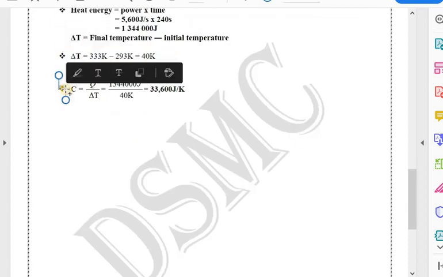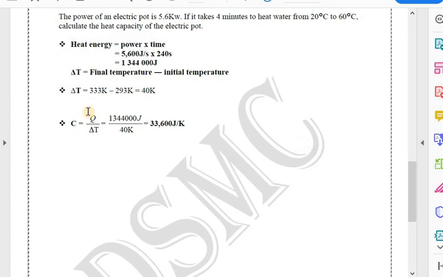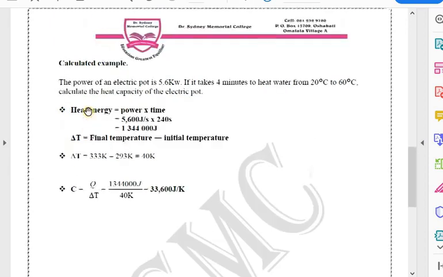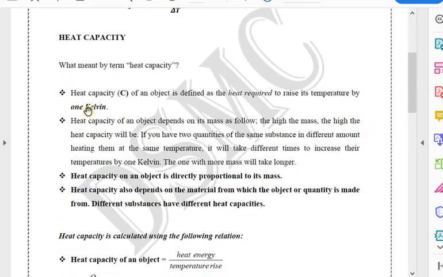So now we are replacing these values into our formula. Our formula says heat capacity is equal to Q over delta T. We know the amount of energy that was applied, 1,344,000 joules. We know the temperature change, 40 kelvins. Therefore, we divide the two, and we get 33,600 joules per Kelvin. That's the heat capacity. So the unit for heat capacity also is going to be joules per Kelvin. Yes, it's going to be joules per Kelvin.